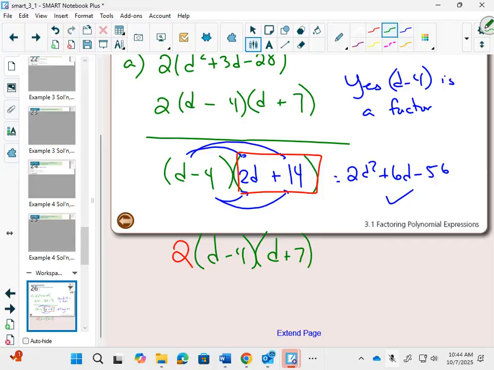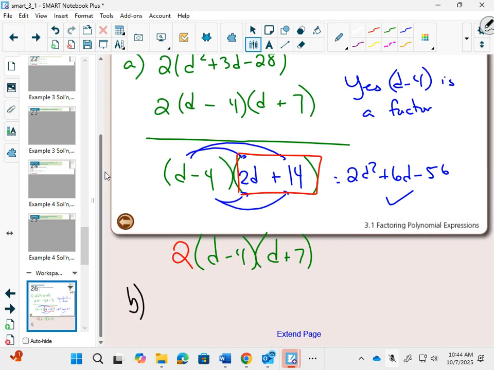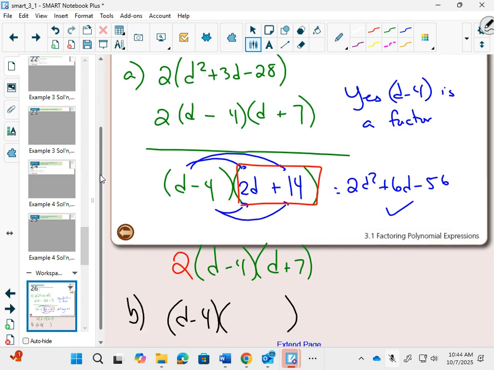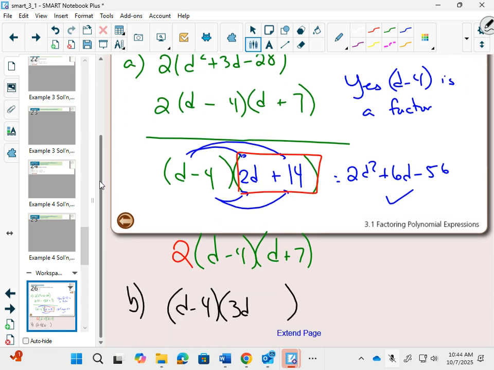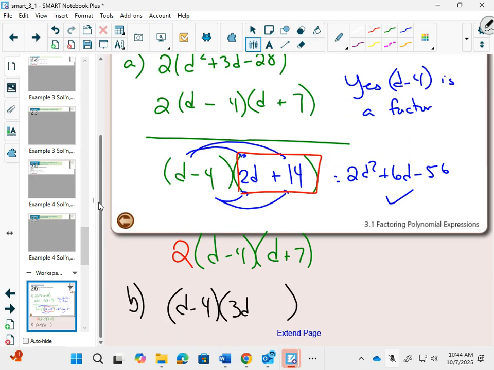So let's look at B, and I'll do B with both methods. But I'm going to start with the easier method first. I think the easier method is starting with d minus 4, and then saying if I want to get a 3d squared, this would have to be 3d. Agreed for the first ones? And if my last one is supposed to be a plus 4, this would have to be a minus 1. If d minus 4 is a factor, then this has to be the second one.